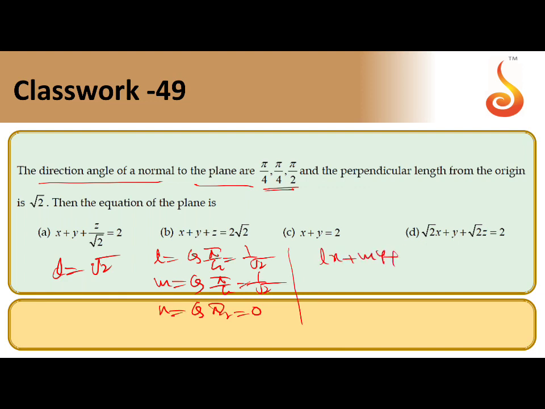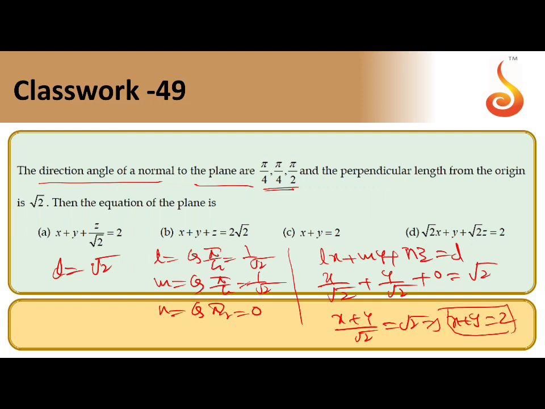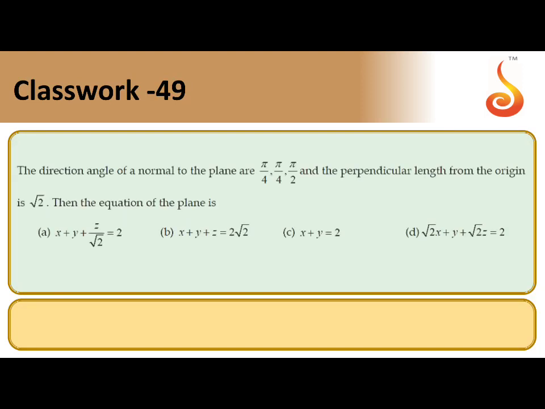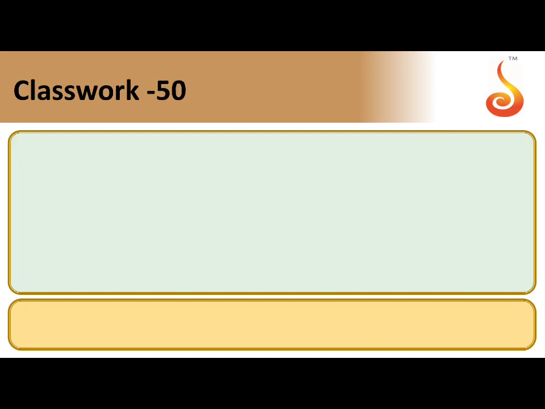Now what is the normal equation? lx plus my plus nz equal to d, because the distance from origin to the plane is given as root 2. So l is 1 by root 2, means x by root 2. m is 1 by root 2, so y by root 2. n is 0, equal to d. d is root 2. Taking LCM, root 2 is the LCM. So final answer: x plus y equal to 2. Cross multiply, x plus y equal to 2. Which option is matching? Option C is matching. I hope this is clear. So check the answer: x plus y equal to 2, that is option C, correct.